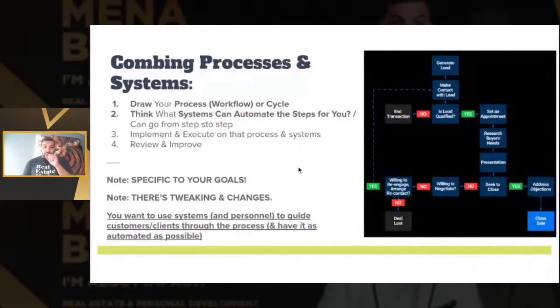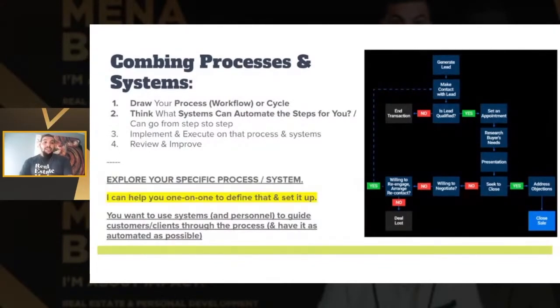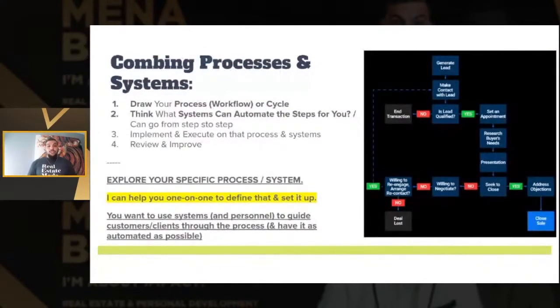It's really important to remember that the process and the systems are very specific to your goals. So I'm not going to sit here and tell you just one process or one system that can work for everybody because it's really specific to what it is that you want to do, right? So it's really important to know that the processes and the systems that you utilize are really specific to your goals, and also know that there's constant tweaking and constant changes that will need to be done. So I encourage you to take some time and explore the specific process and the systems that can work for you.